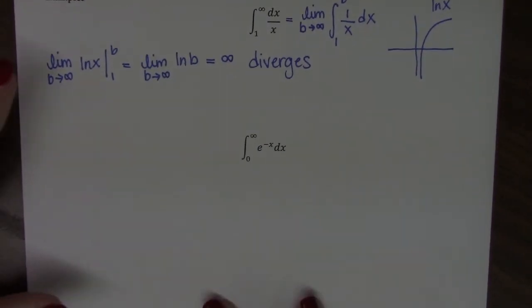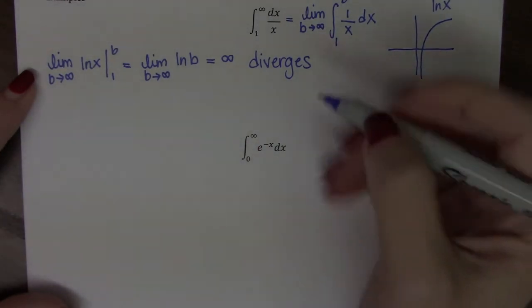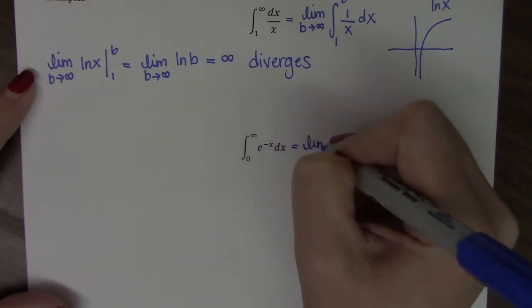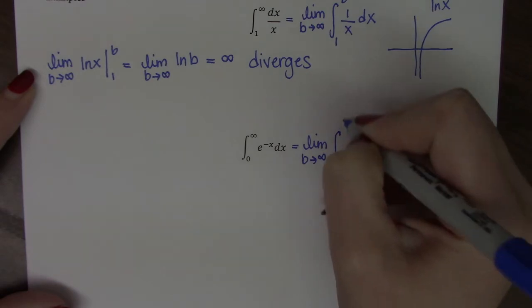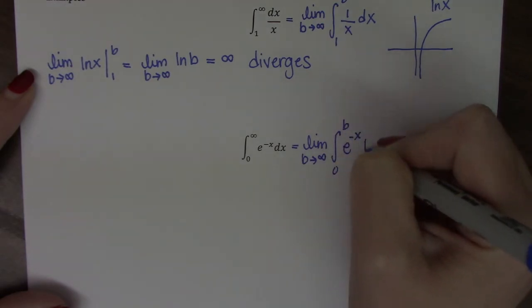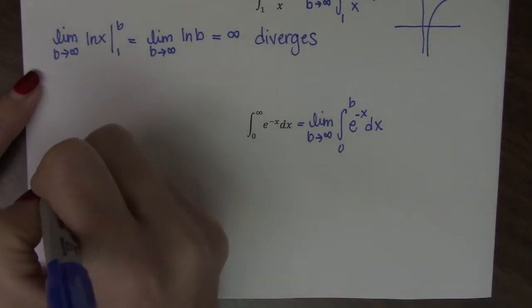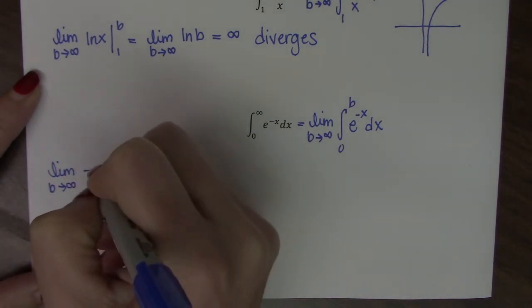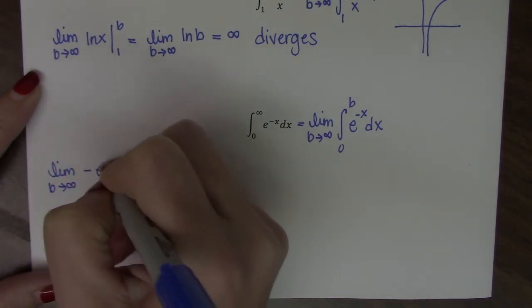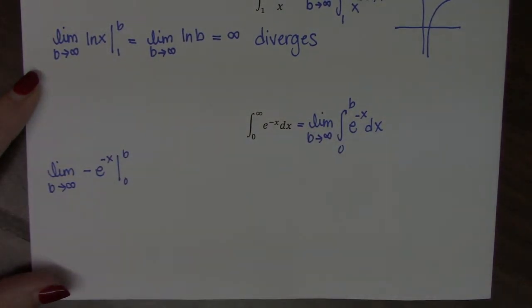All right, let's look at another one. This is now the integral from 0 to infinity of e to the negative x. Once again, we'll take the limit as b goes to infinity of the integral from 0 to b of e to the negative x dx. This is a pretty easy thing to anti-differentiate. So we're going to get the limit as b goes to infinity of negative e to the negative x from 0 to b.